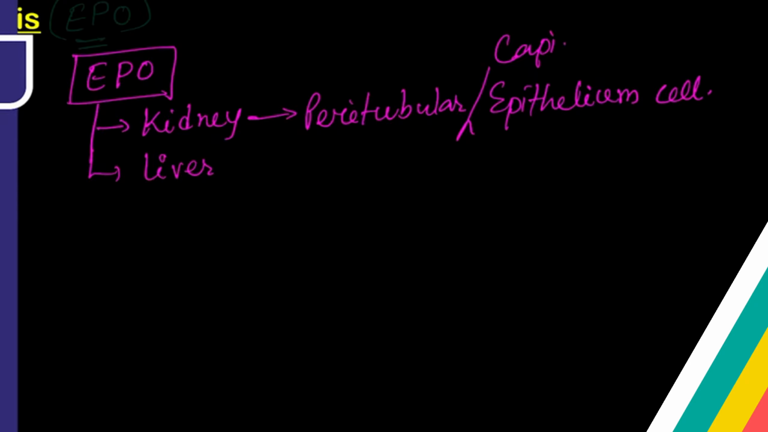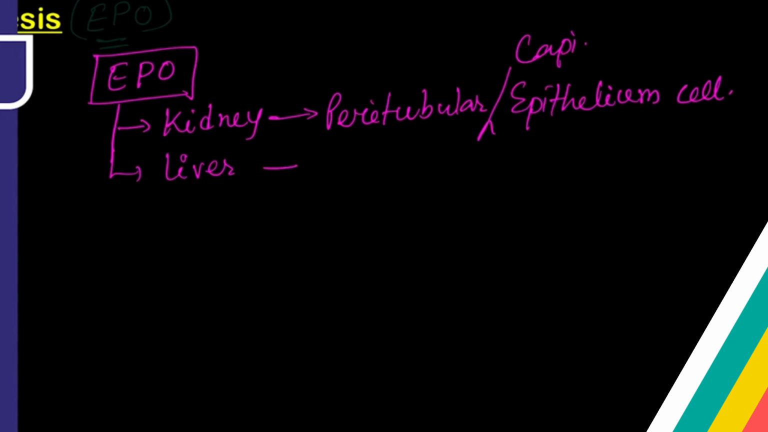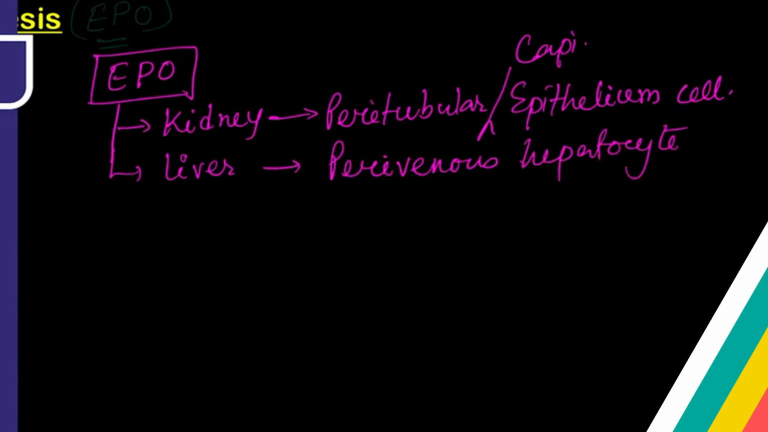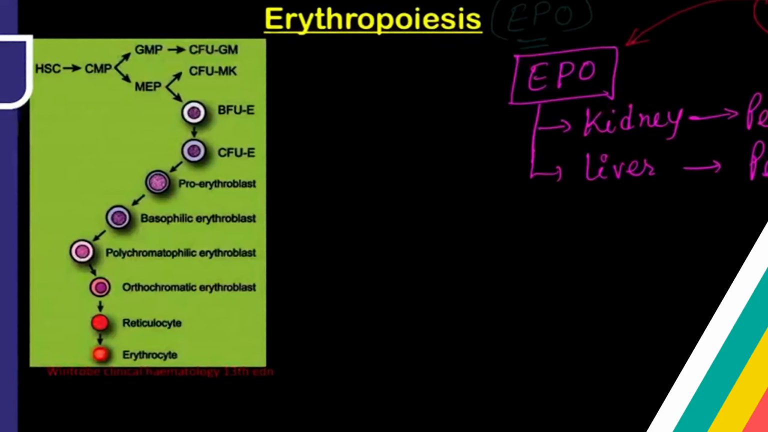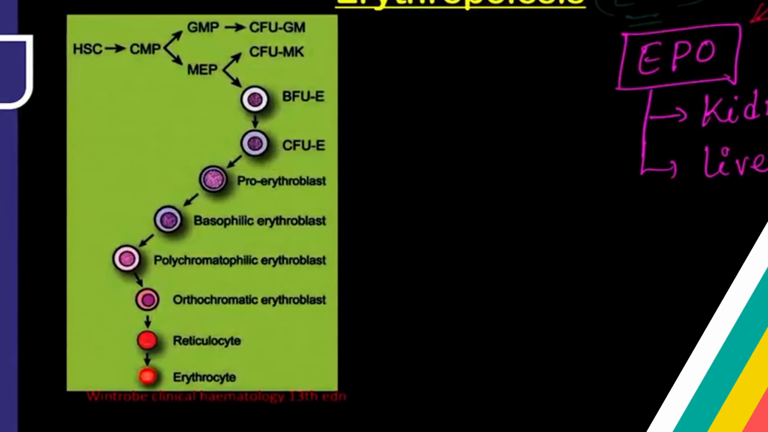Okay, so the epithelium cells which are present surrounding the peritubular capillary. And in case of liver, the perivenous hepatocytes are the source of 15 to 20% of total erythropoietin in our body. So the major source is from kidney. And the major stimulus for erythropoietin secretion, we also know that hypoxia is a major stimulus for this erythropoietin secretion, right? Whenever erythropoietin is secreted, we all know that it is going to stimulate the RBC development.